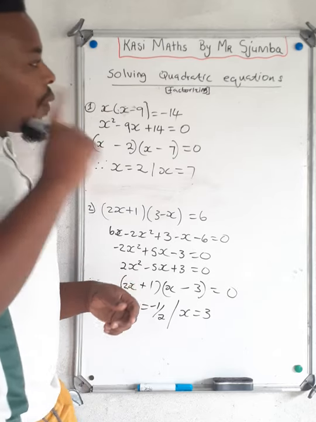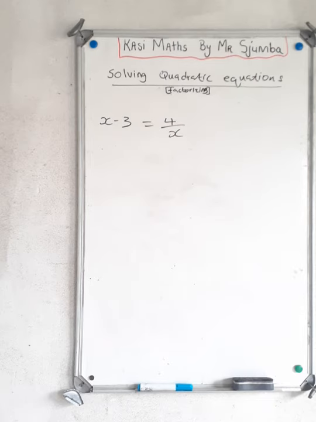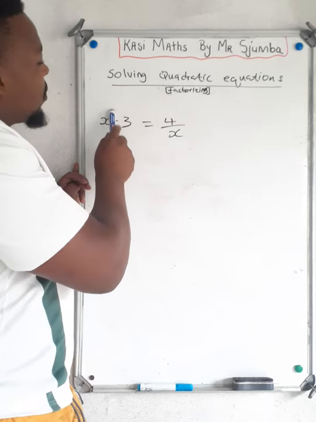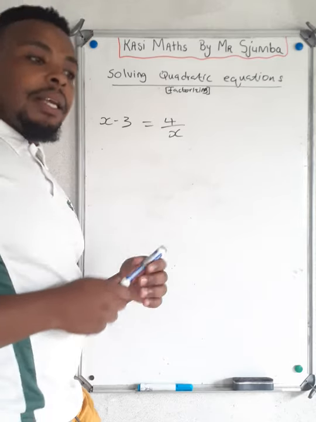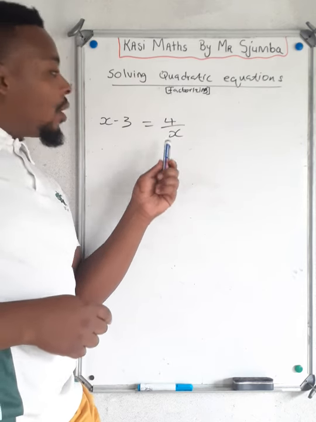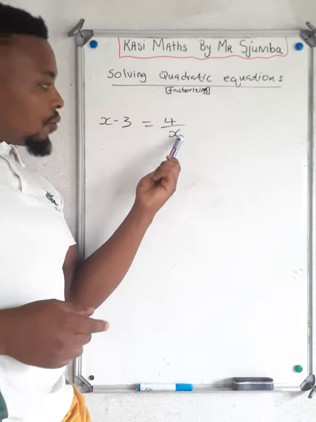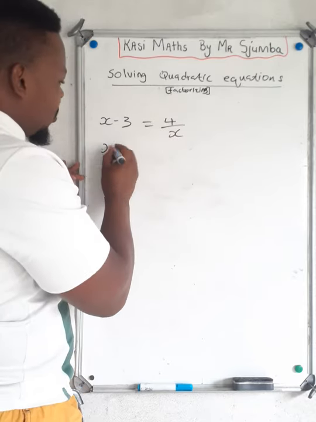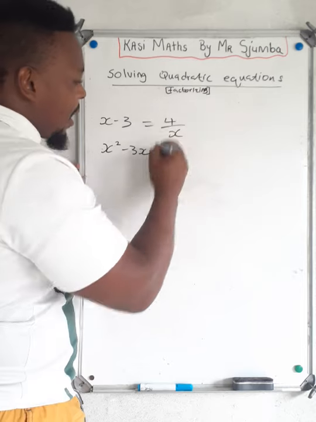This is the last one. You see it looks like a straight line because it has degree 1 here, but now x is at the bottom, so we cannot solve with x in the denominator. First we must remove this x from the bottom. If you want to remove anything from the bottom, you multiply every term by what you want to remove. So we multiply every term by x: first this one gives x squared, this one gives 3x, and here the x's cancel, leaving 4.